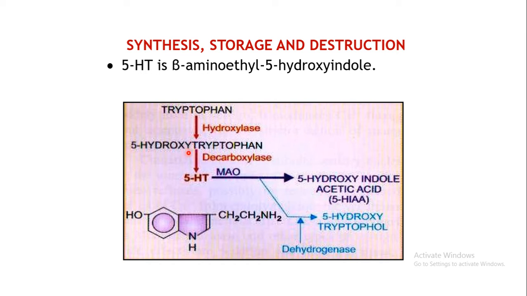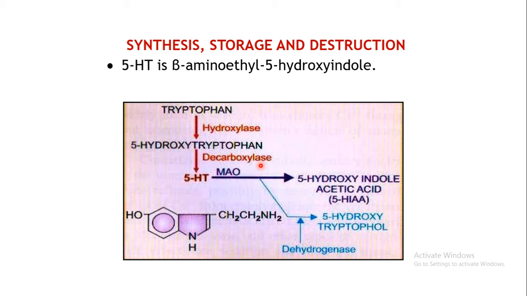So a hydroxy group is introduced at the fifth position with the help of the enzyme hydroxylase. One OH group is introduced on the tryptophan at the fifth position, so tryptophan gets converted into 5-hydroxytryptophan. Further, this 5-hydroxytryptophan is acted upon by decarboxylase.